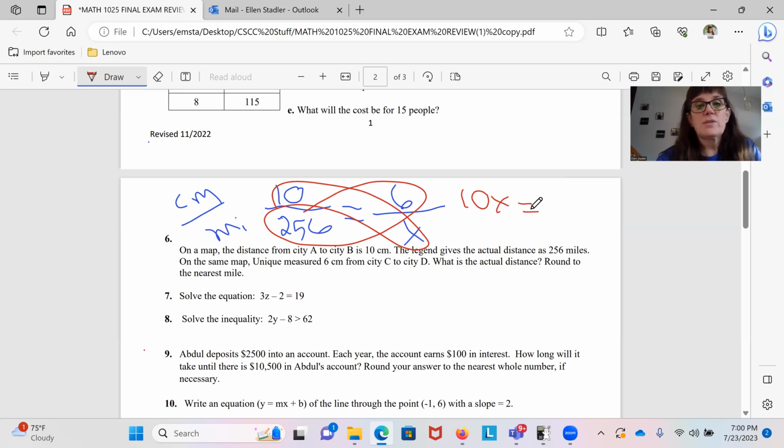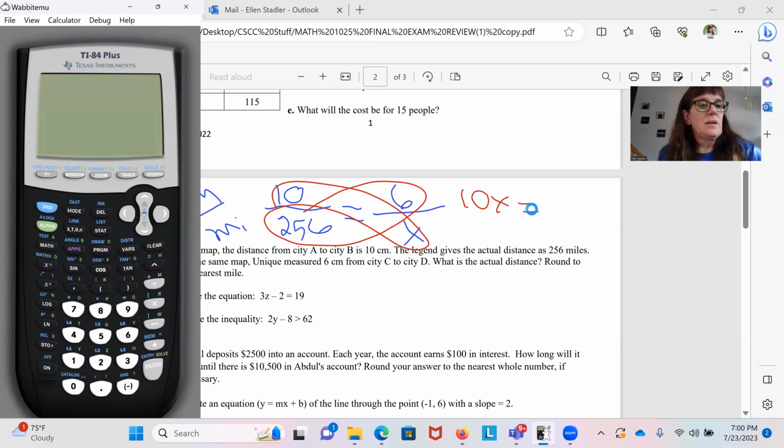equals, I'll go ahead and use this calculator since I still have it up. Turn it on. It's always funny to me that you have to turn on a calculator that's on the computer. So I need to do 256 times 6. And that gives me 1536.